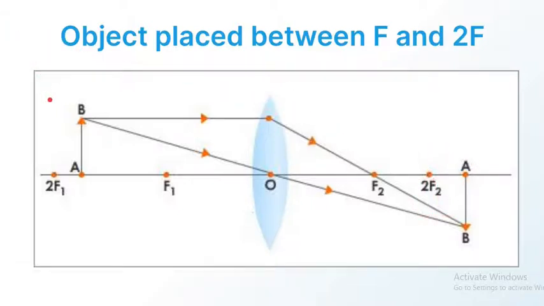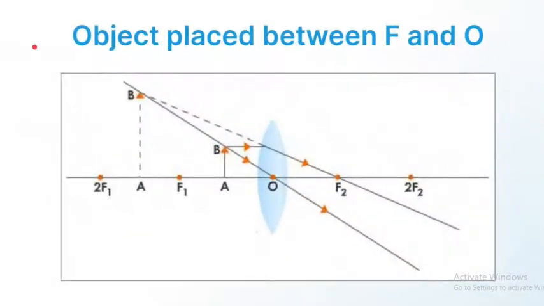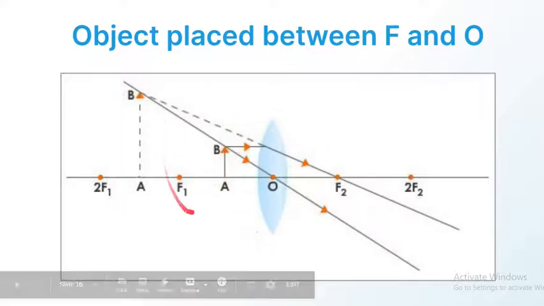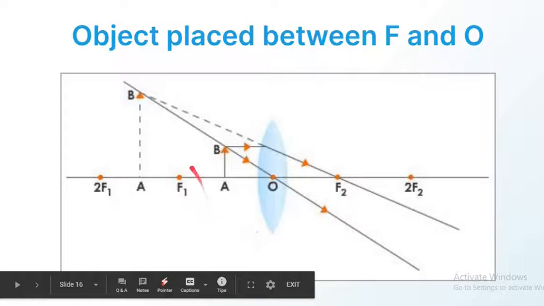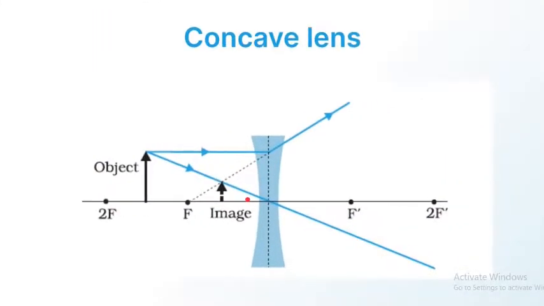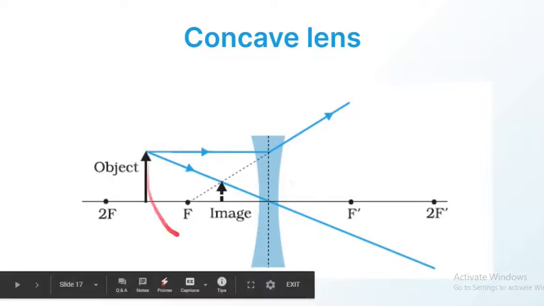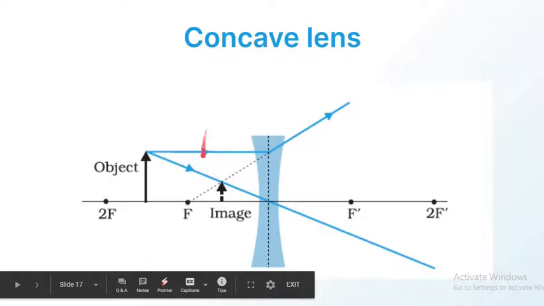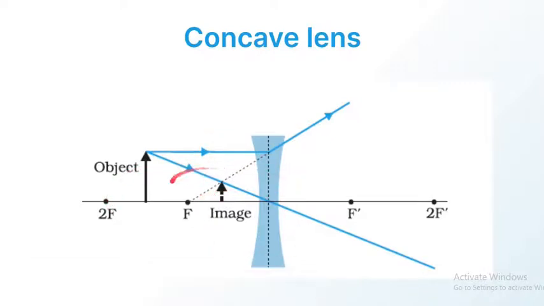A virtual and magnified image is formed on the same side as the object by a convex lens when the object is placed between f and O. A virtual, erect and diminished image is formed by a concave lens when the object is placed at any position in front of the lens.